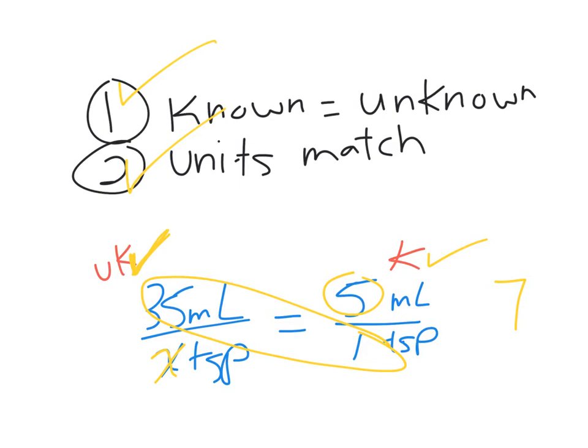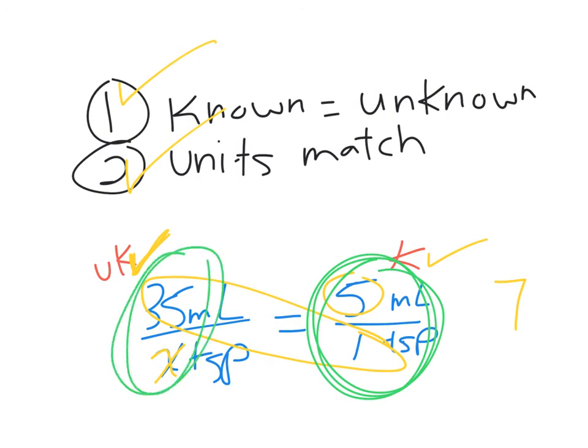As long as you follow these two rules, there are technically 4 correct ways that you could set up this problem, because we could have had milliliters on the top or teaspoons on the top, and you could have had your known on the left or the known on the right. However you set that up, your known has to be together, meaning my 5 and my 1, because that was from that list. That's what I know to be true about milliliters and teaspoons. My question, the 35 and the X, have to be on the same side of the proportion. And then my units had to match up.